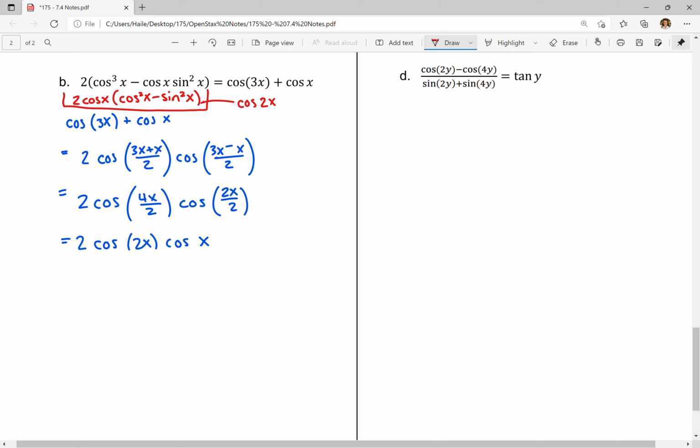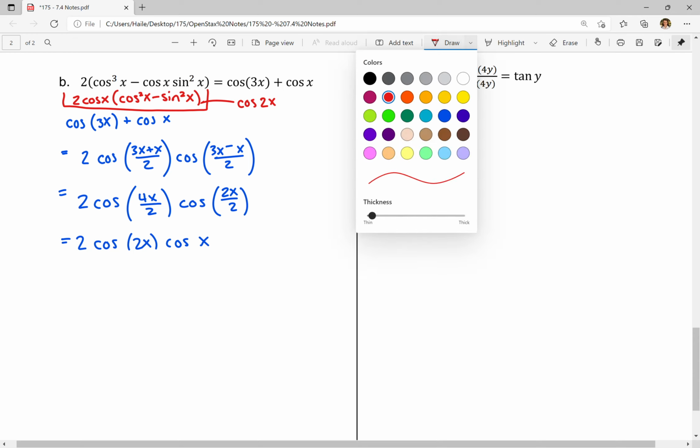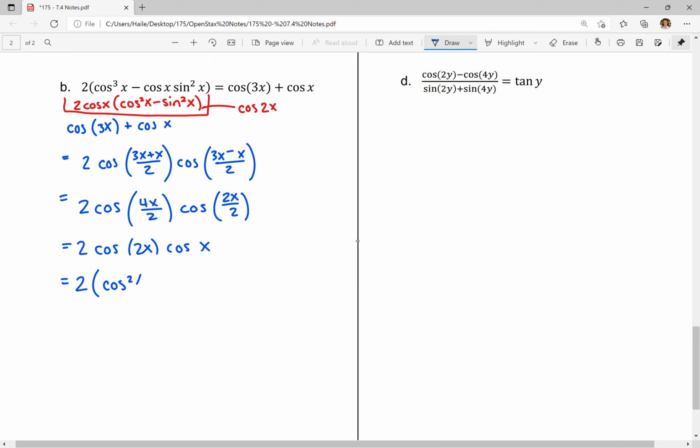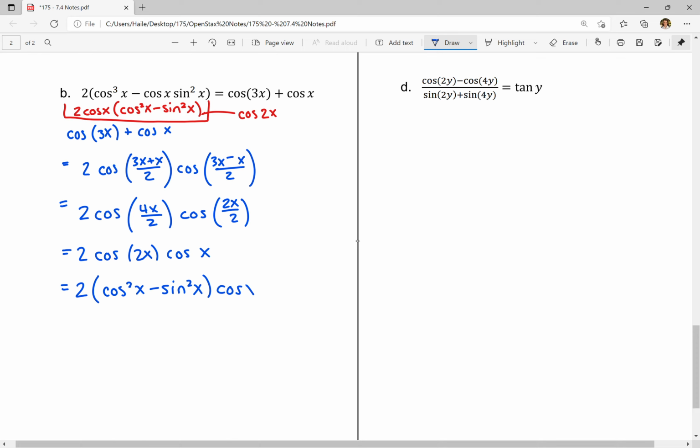And why is that good? Well, I've got cosine of 2x sitting in my problem down here. So that kind of tells me what I need to do next. In place of cosine of 2x, I can substitute in that identity. So I can say cosine of 2x is just cosine squared of x minus sine squared of x. And then I still have that factor of cosine x outside.